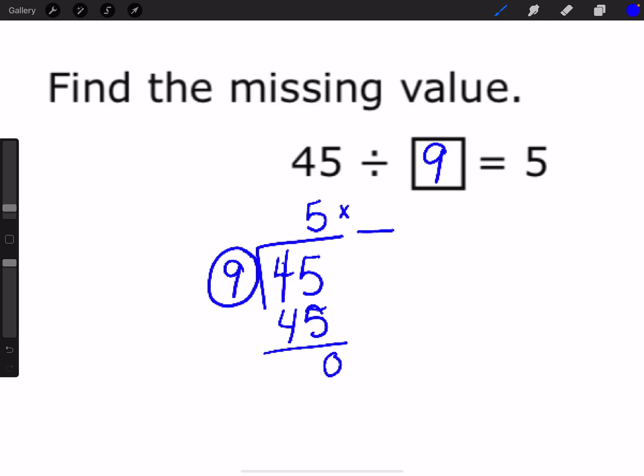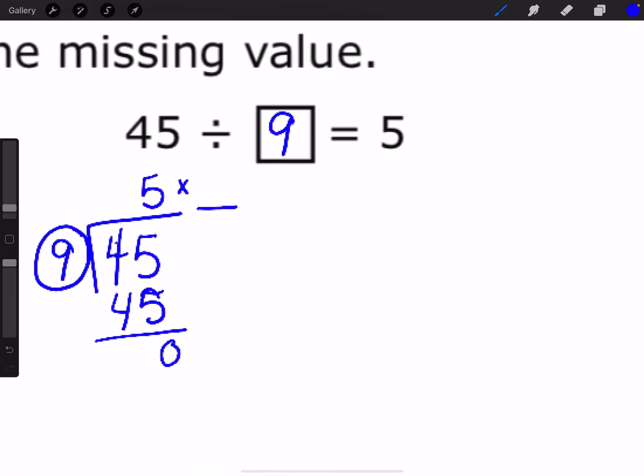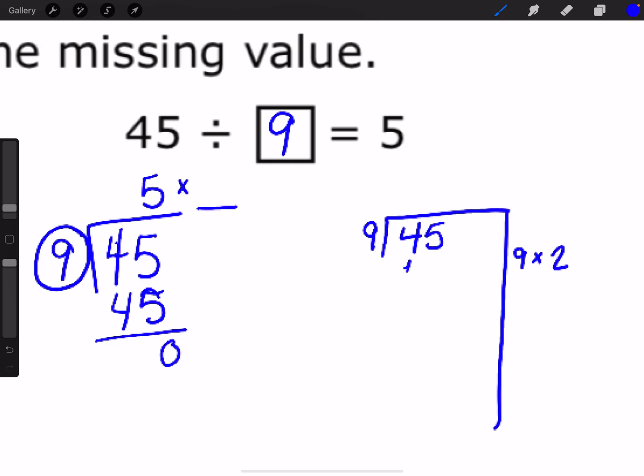We can always check this now and see if we're correct. So 45 divided by 9, if we do 9 as the divisor, 45 as the dividend, and then we do 9 times, let's say, 2. 9 times 2 is 18. So let's take away 18. 15 take away 8 would be 7. 3 take away 1 is 2.